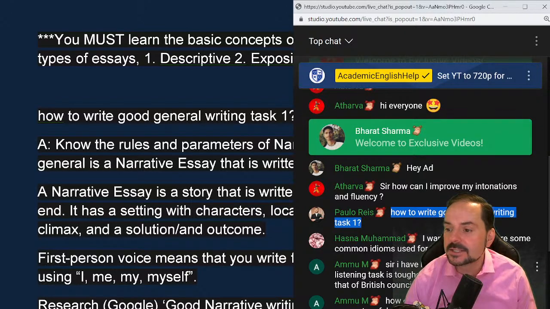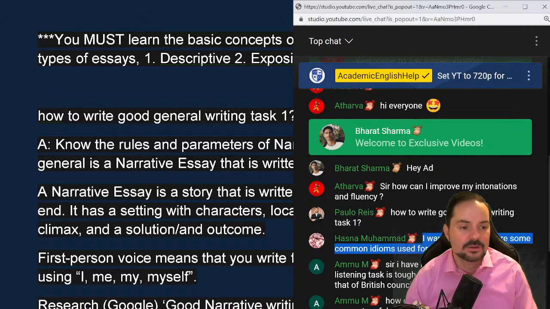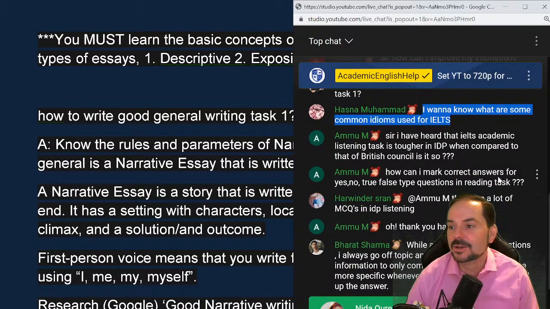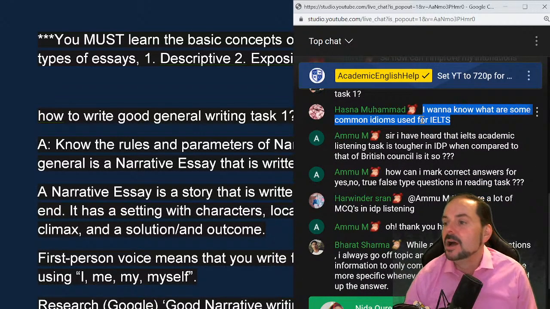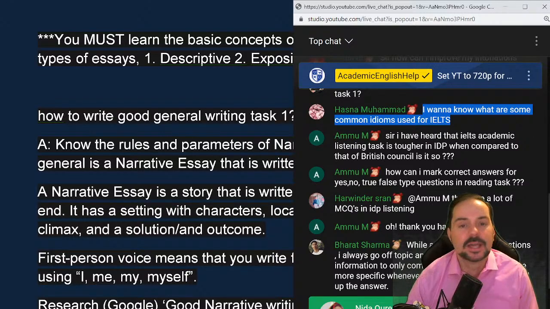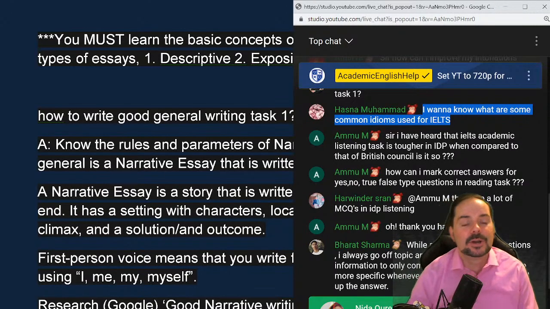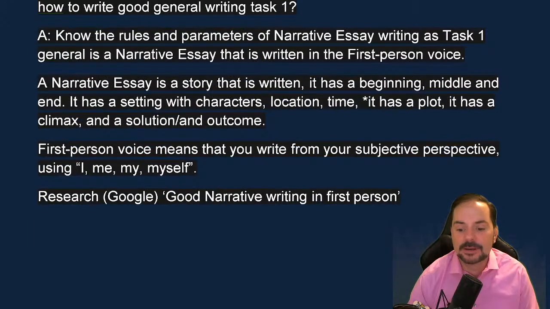Okay, so this is Hasna's question here. I want to know what are some common idioms used for the IELTS exam. Yeah, there you go. Now you can all see it. It's not behind my head. So I want to know what are some common idioms used for IELTS. Good question. So like in speaking or in writing, what are these common idioms that you can use? Okay, well, let's talk about that a little bit.